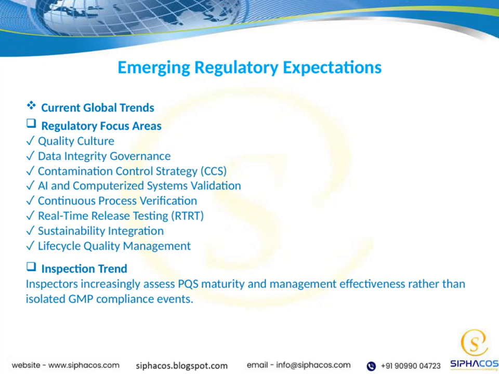Let's talk about emerging regulatory expectations shaping our industry today. Around the world, regulators are focusing on several key areas: quality culture, data integrity governance, and contamination control strategies. They're also paying close attention to AI, computerized systems validation, and continuous process verification. Real-time release testing and sustainability integration are gaining ground too, along with life cycle quality management. What's new is how inspectors are shifting their approach. They're looking beyond single compliance issues, assessing the maturity of the entire pharmaceutical quality system and how well it's managed.